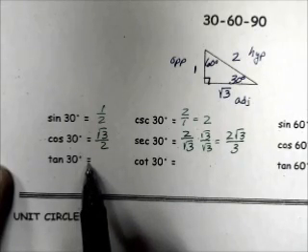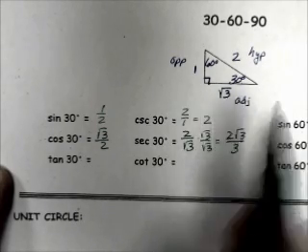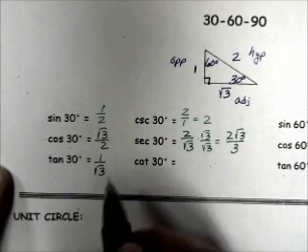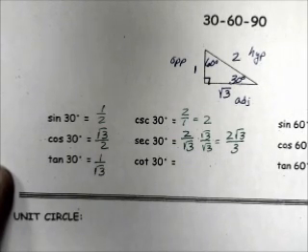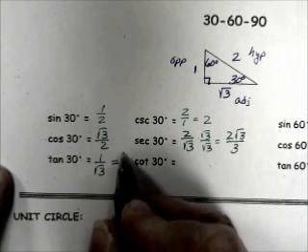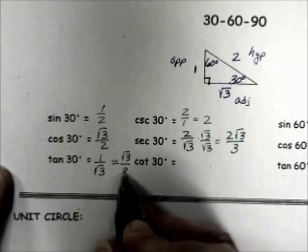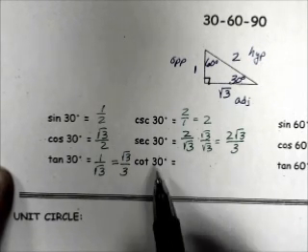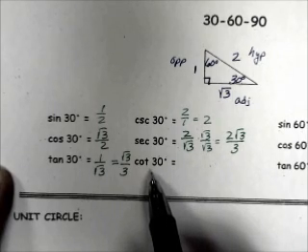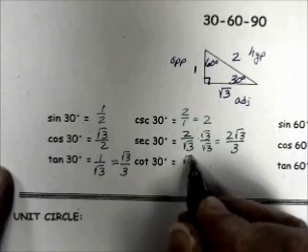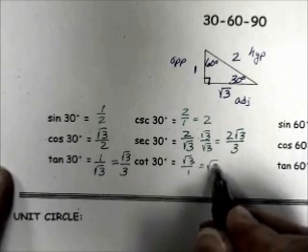The tangent of 30, that's opposite over adjacent. That'd be 1 over the square root of 3. Rationalize the denominator by multiplying by the square root of 3 over 3. I'm not showing that, but that's going to yield us square root of 3 over 3. And the cotangent of 30 would be the reciprocal of tangent, so that would be adjacent over opposite, so the square root of 3 over 1, which is equal to the square root of 3.